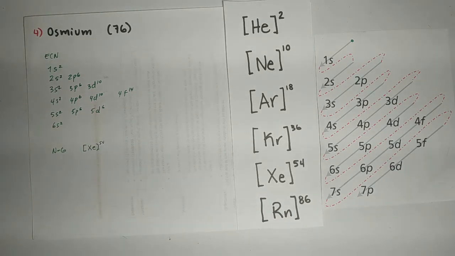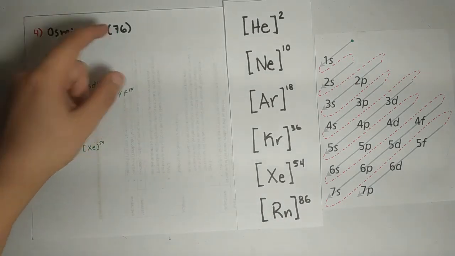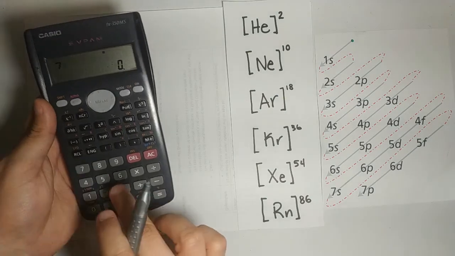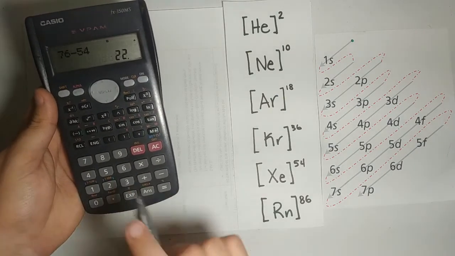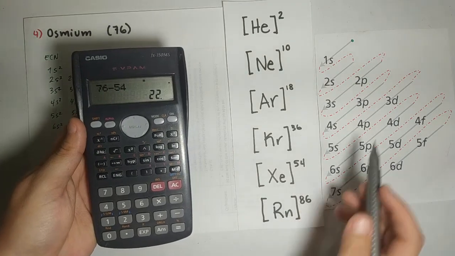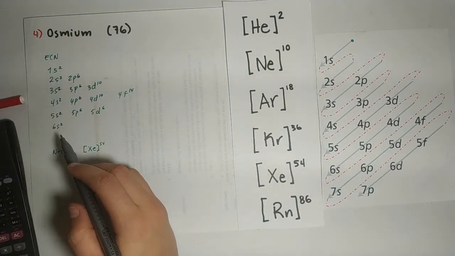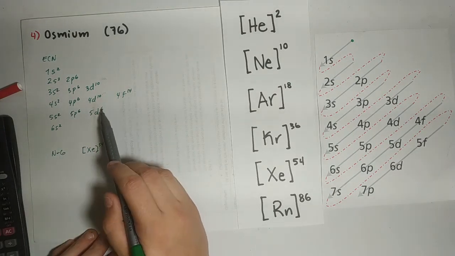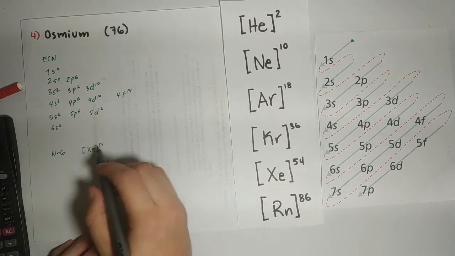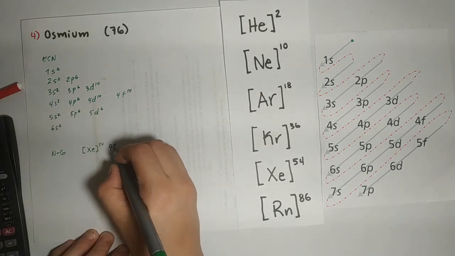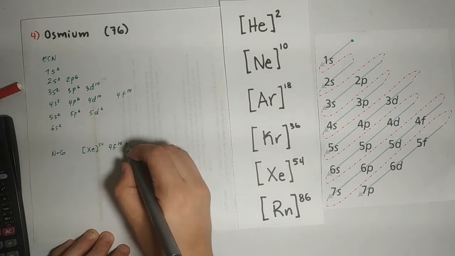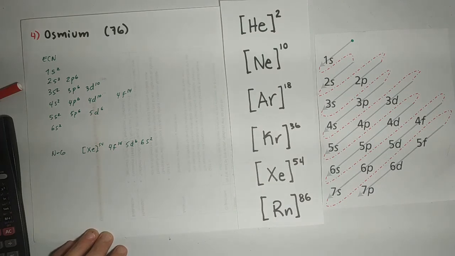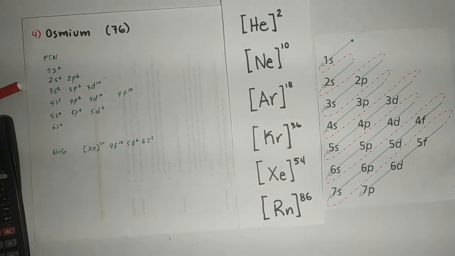54. Now how many electrons do I need to get 76? 76 minus 54, I need 22 electrons. So I'm going to start counting from the back. If you realize, I have 14 and 6, 20 and 2, 22. These are my 22 electrons. So it will be 4f14, 5d6, and 6s2. This will be my noble gas notation for osmium.